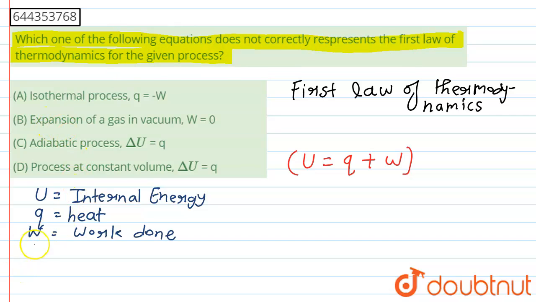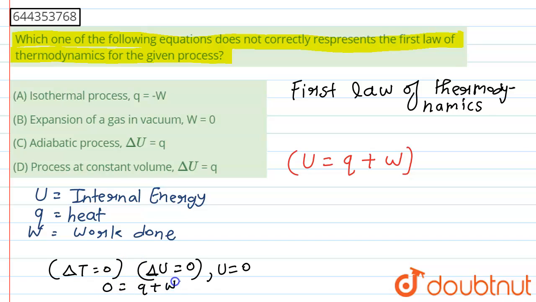So for option A, for isothermal process, that is, in the case of isothermal, what happens is that temperature is constant, so the change in temperature will be 0, and at constant temperature our internal energy change, that is delta U, is also 0. So if we put 0 in the equation here, it gives 0 equals Q plus W, which gives Q equals minus W. So this statement is correct. So this is not our answer.